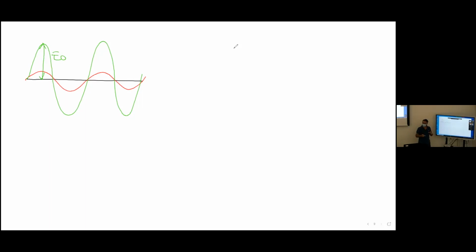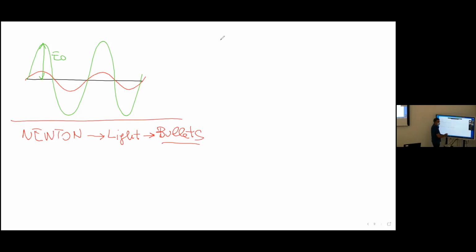But already Newton didn't think like that. Newton, already in the 17th century, had in mind that light was made out of bullets, of particles. So Newton had in mind that light is constituted by a flux of particles that are flowing in a certain direction. Okay? Then when you get a surface, what is relevant for you is the number of particles that are passing through your surface per unit surface and per unit time.